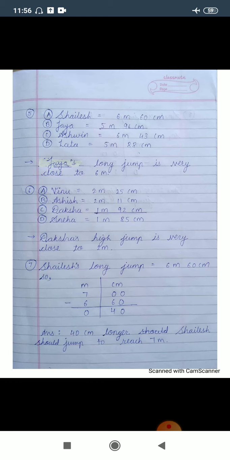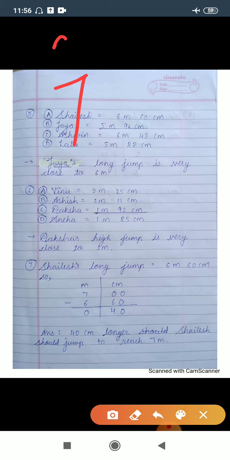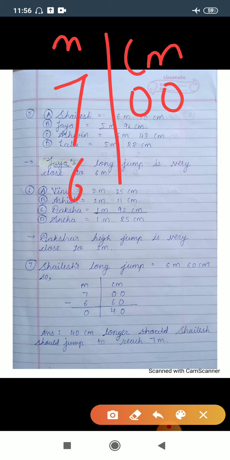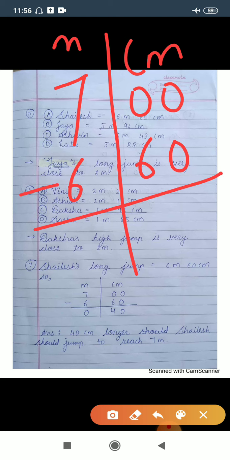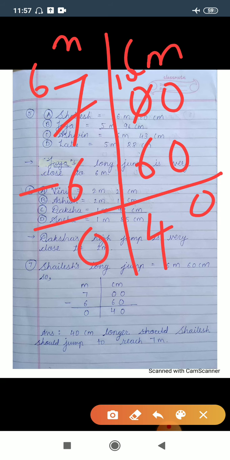So you can see here 7 in meter and we'll write in centimeter 00, and the jump of Sailesh is 6 meter 60 centimeter. So 0 minus 0 is 0, 0 minus 6 not possible, so we'll take here 10. 10 minus 6 will give you 4, and here again we'll cut the 7 and we'll write here 6. 6 minus 6 is 0, so our answer is 40 centimeter.